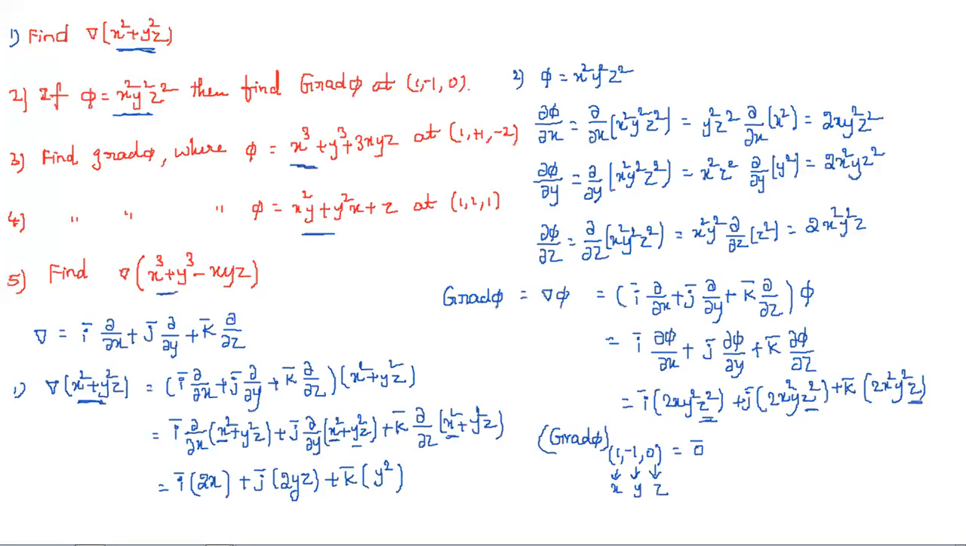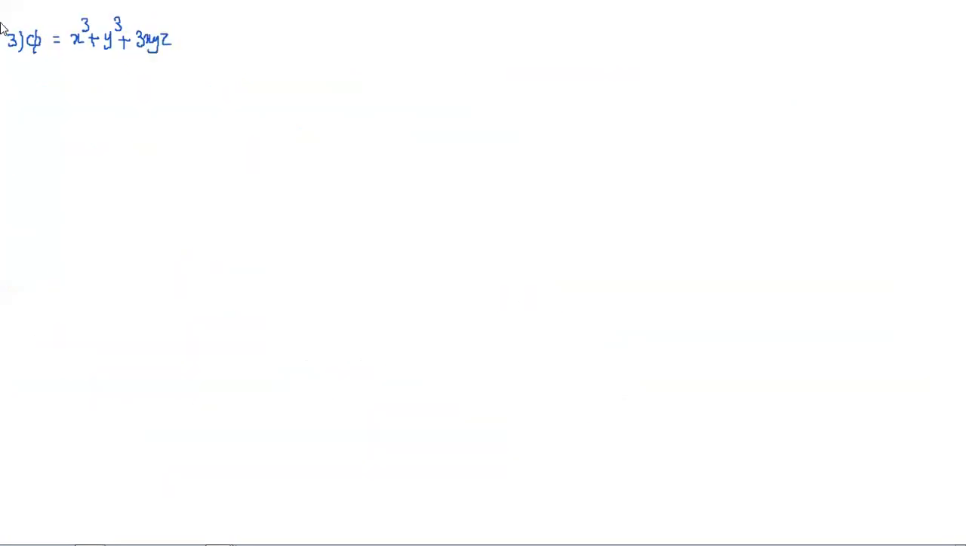Third one: phi is equal to x cube plus y cube plus z cube, they didn't mention 3xyz, right? Phi is equal to x cube plus y cube plus 3xyz. As usual, first we find dou phi by dou x, dou phi by dou y, and dou phi by dou z. Dou phi by dou x: with respect to x we get 3x square, this is 0, and coming to this, 3yz, because dou by dou x of x is 1.